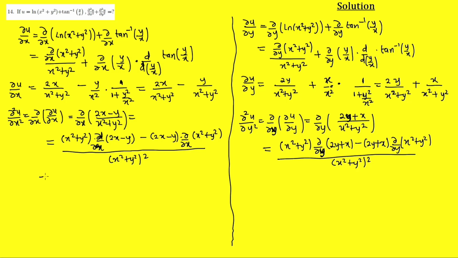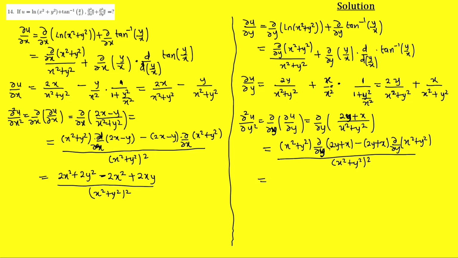Now for us to conserve space, if you differentiate this partially with respect to x, I'm going to have this to be what? 2x squared plus 2y squared. Okay, and if I differentiate this partially with respect to x, I'm going to have this to be 2x. Alright, and if I multiply it with this, I'm going to have minus 2x squared. Then here we have plus 2xy, then all divided by x squared plus y squared all square.